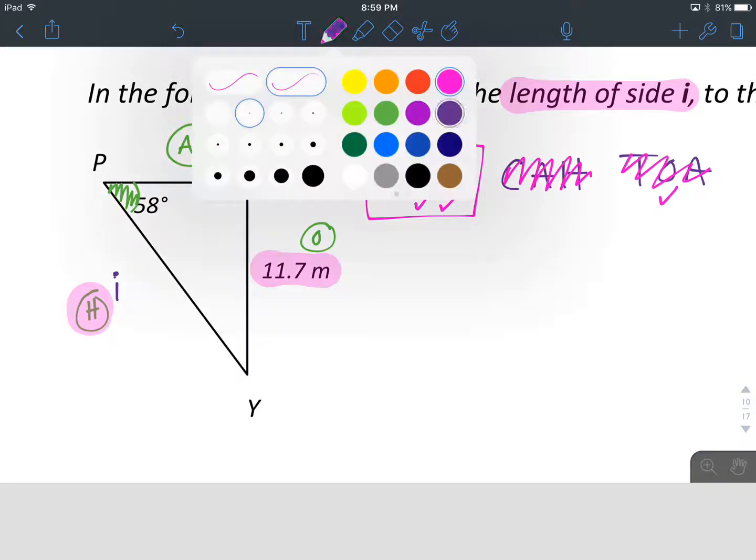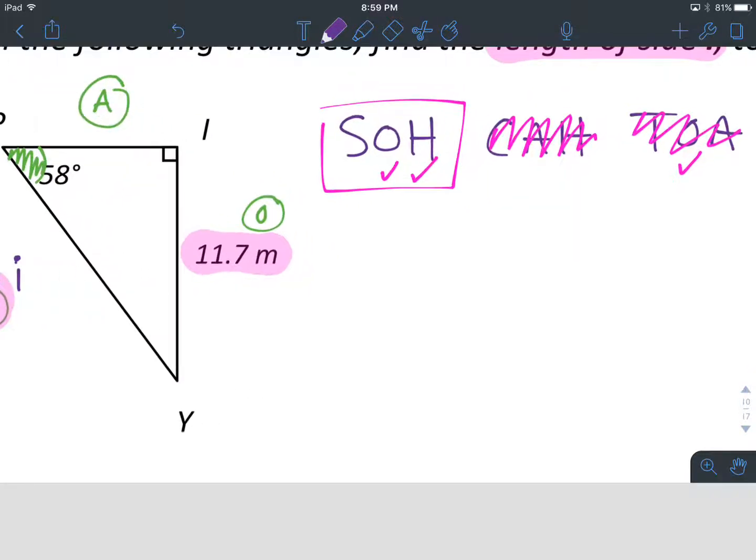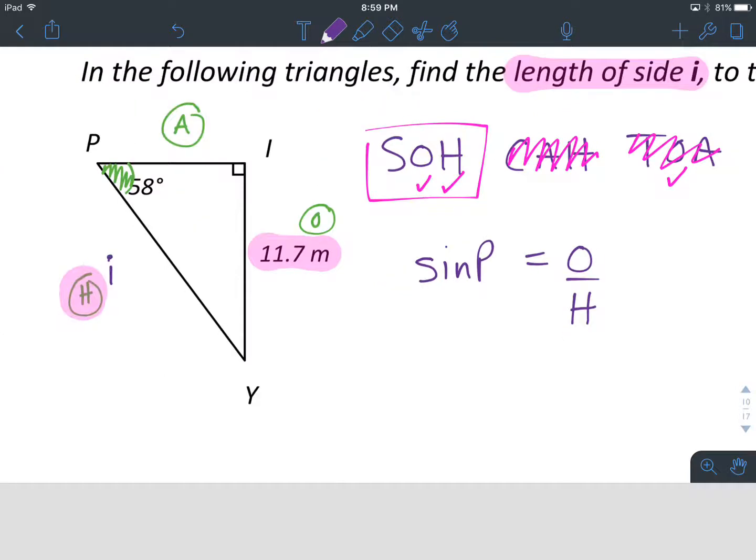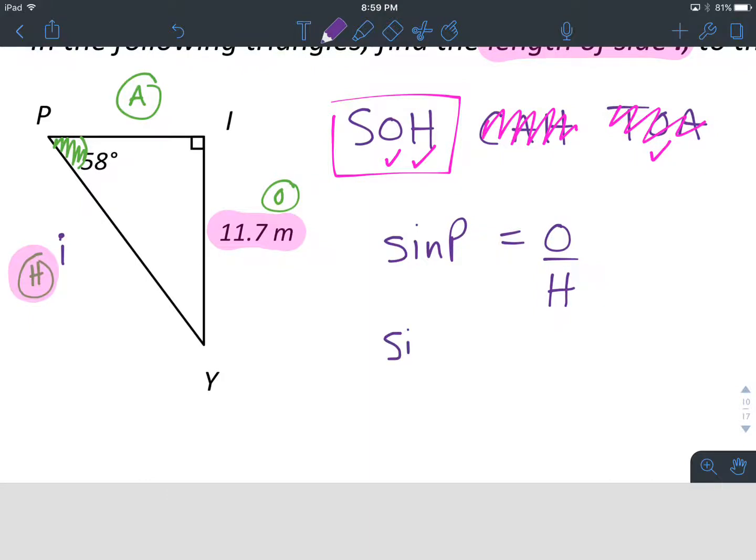So I'm going to write this out. Again, just a bare bones one here. So the sine of angle P equals the opposite side over the hypotenuse, and now we start to fill in. So the sine of 58 degrees is equal to the opposite side, which is 11.7, over the hypotenuse, which is little I. I don't know what that is.